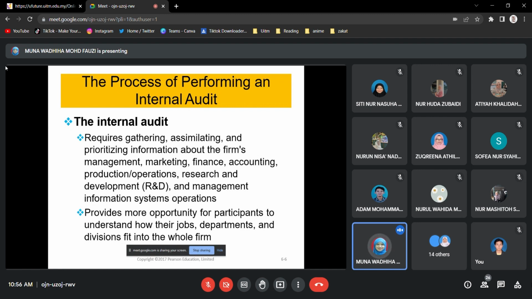So all of this can be considered all the activities involved in the organization, which include management, marketing, finance, accounting, production or operation, R&D, management information system operation.